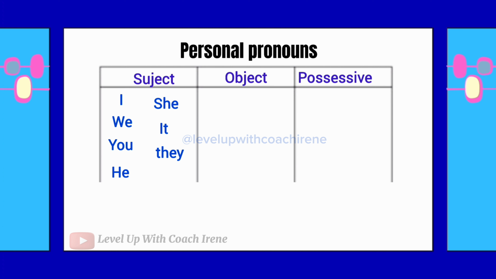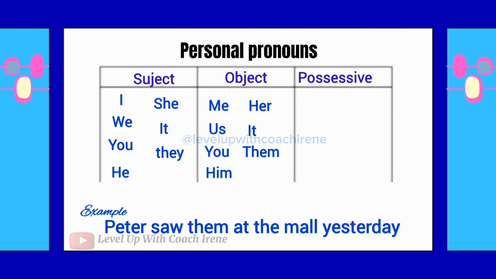The object pronoun is used in the object position in a sentence. By that, I mean they are used as the object of a verb or a preposition in a sentence. They receive the action of the verb or relate to a preposition. They include me, us, you, him, her, it, them. For example, Peter saw them at the mall yesterday.